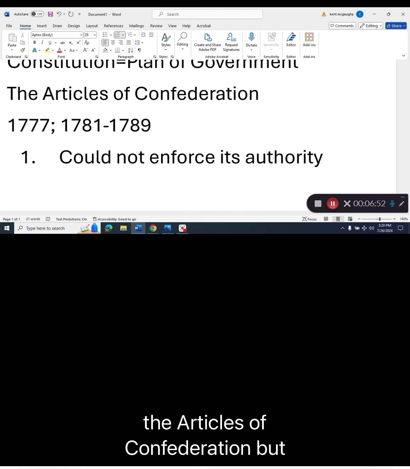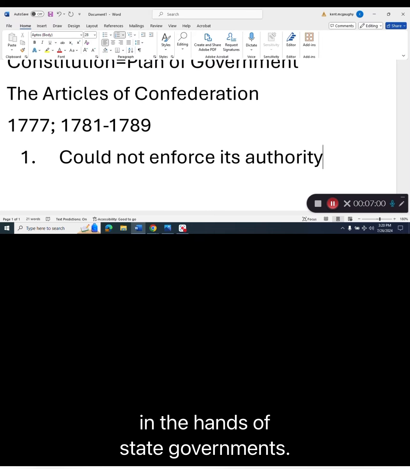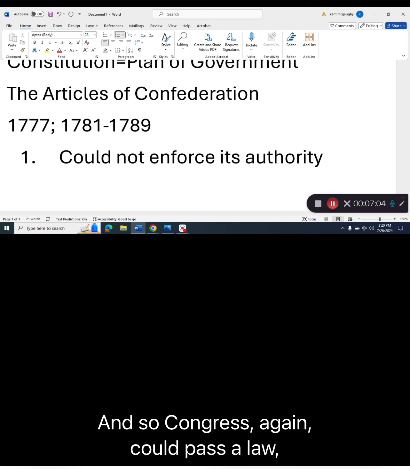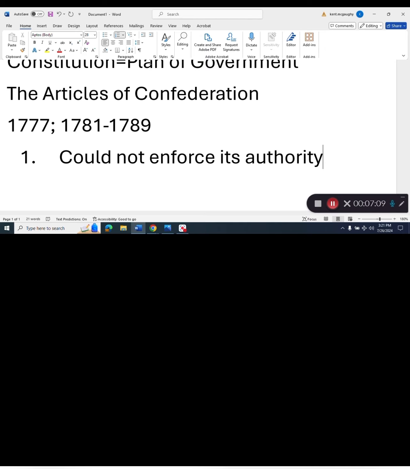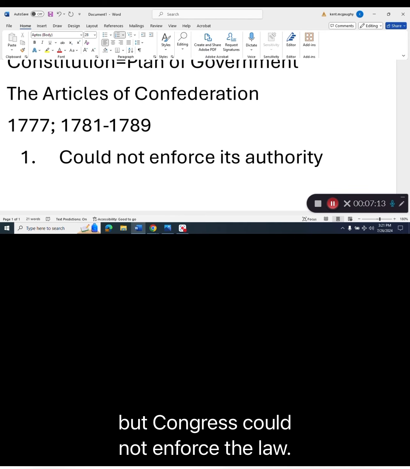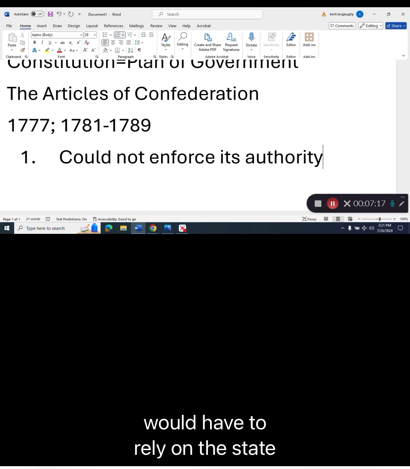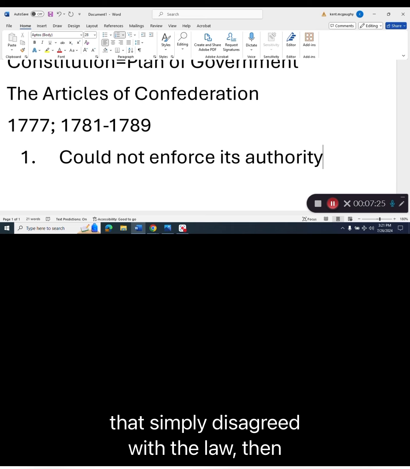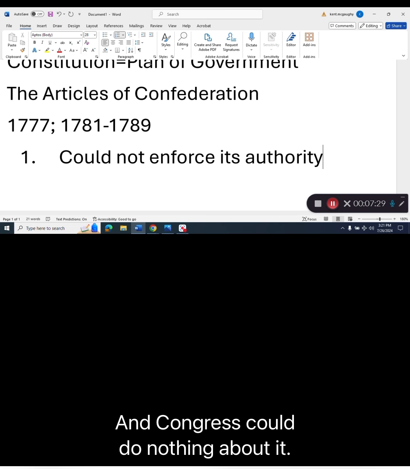So Congress could pass laws under the Articles of Confederation, but it could not enforce those laws. The enforcement authority was strictly in the hands of state governments. And so Congress, again, could pass a law, but Congress could not enforce the law. They would have to rely on the state governments enforcing the law. And if there were state governments that simply disagreed with the law, then they could choose not to enforce it. And Congress could do nothing about it.